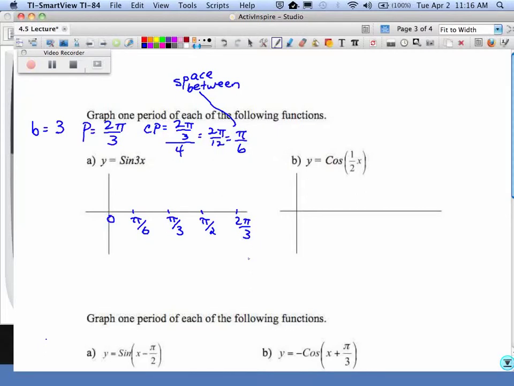Now, when you take your last critical value minus the first critical value, it should always equal the period of the function. So the last critical value, 2 pi over 3, minus your first one, minus 0, should always equal the period of the function.